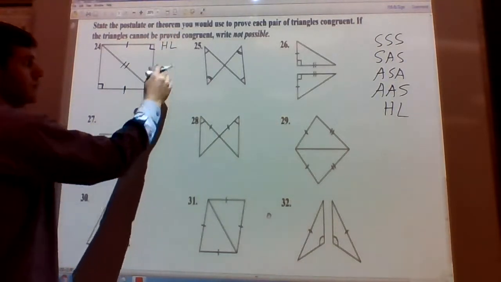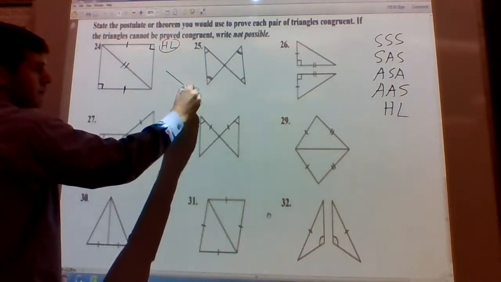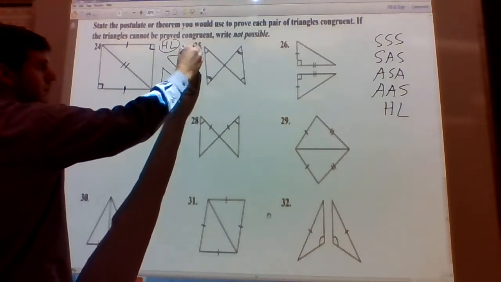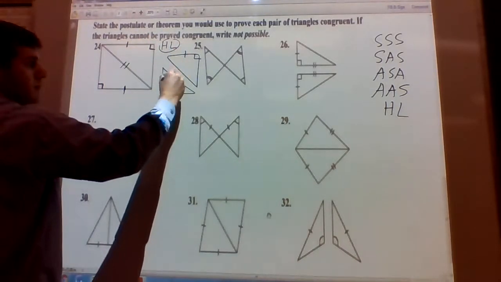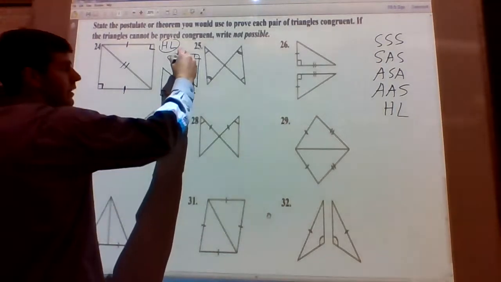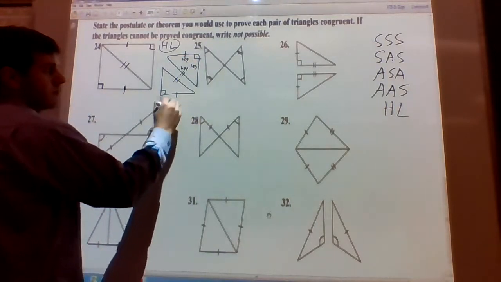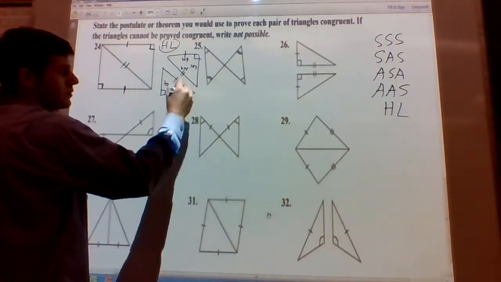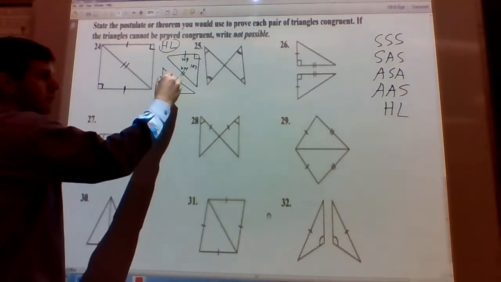So we can use hypotenuse-leg. If we don't see it, I'm going to draw a little smaller so I can fit it in here. I'm going to take these two triangles apart. Imagine pulling them apart. In our triangle, we have a leg and a hypotenuse. Here we have a leg and a hypotenuse. The hypotenuse is the longest side. It's the side opposite the right angle.